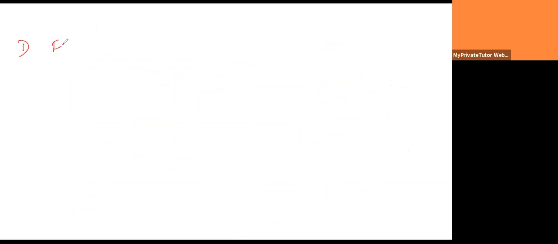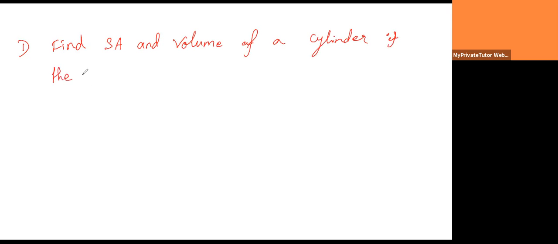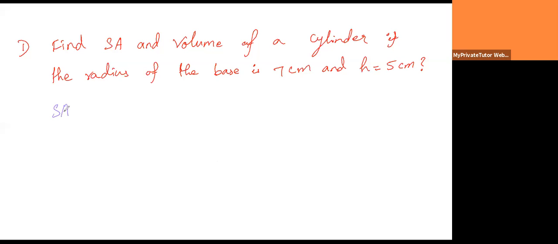So find the surface area and volume of a cylinder if the radius of the base is 7 centimeters and the height of the cylinder is, let's say, 5 centimeters. Okay, so can anyone tell me how to find the surface area?